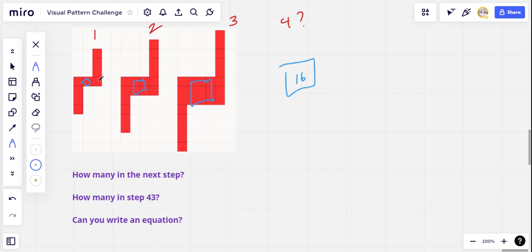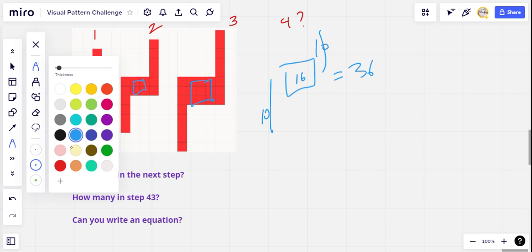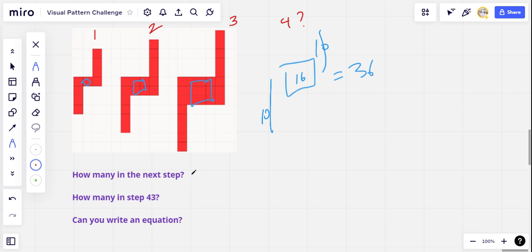And then we've just got these long arms on the left going down and on the right going up. And here, let's see, there's 4 and then 6 in each arm, and then 8 in each arm. So I'm guessing there's going to be 10 in this arm and 10 in this arm. So that would be 16 plus 20 is 36. So I'm thinking 36 squares in step 4.